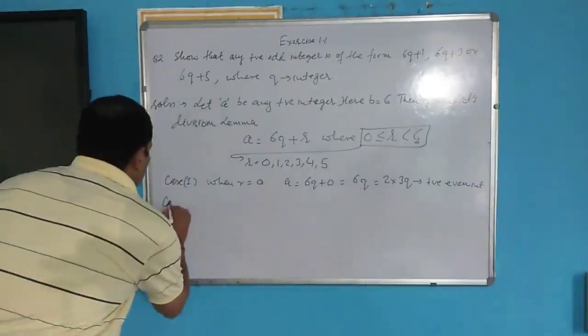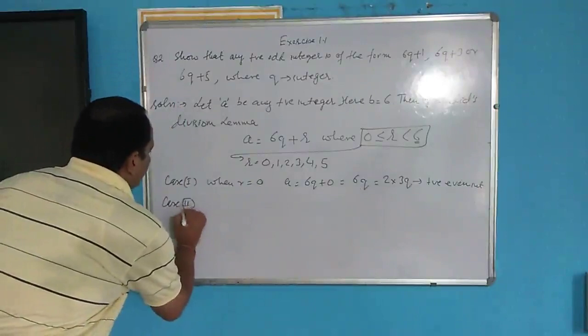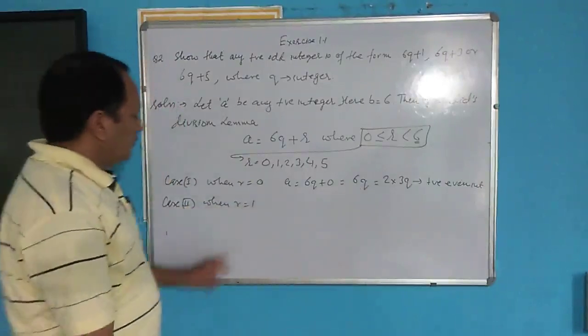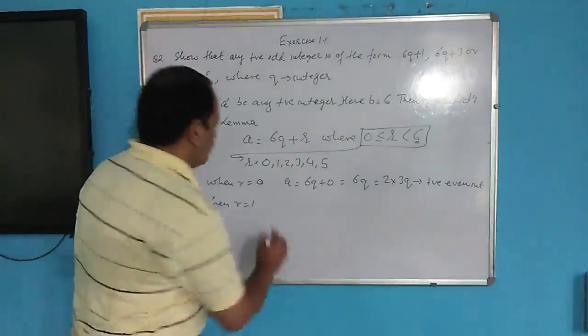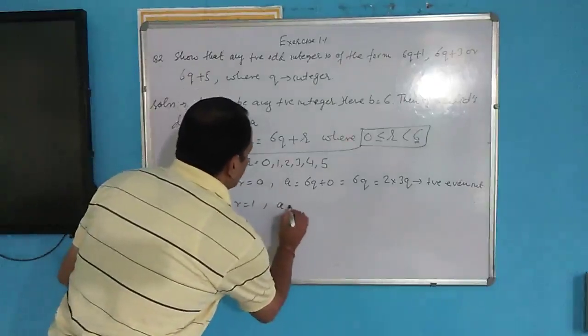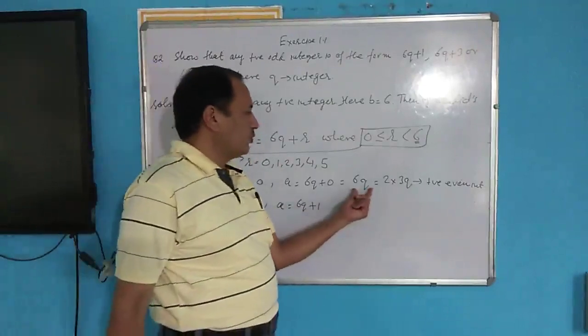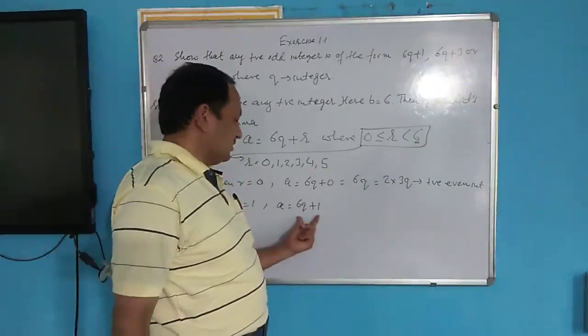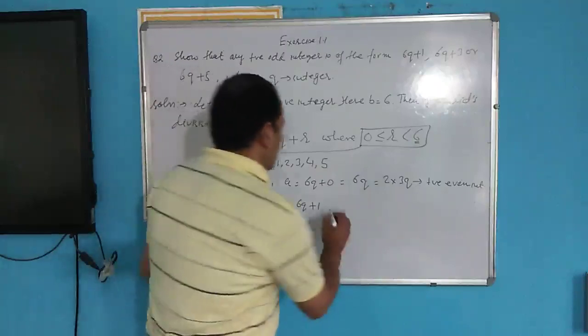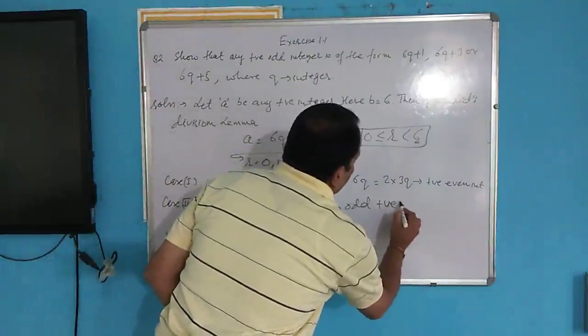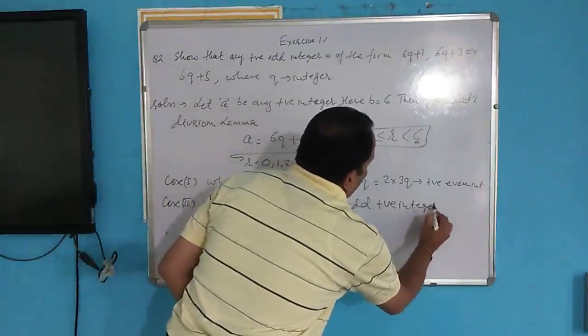Now let us take the second case, when r is equal to 1. We will put r equal to 1 in this equation. So a comes out to be 6q plus 1. Now if 6q is a positive integer, then just the next integer will be an odd integer. So this is an odd positive integer.